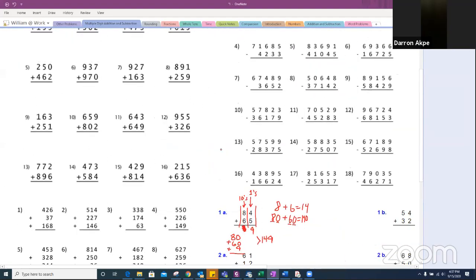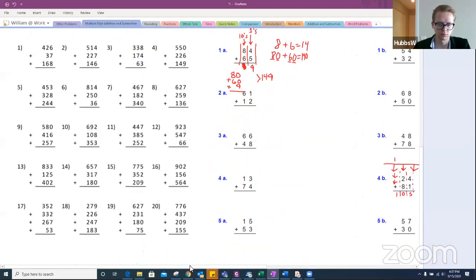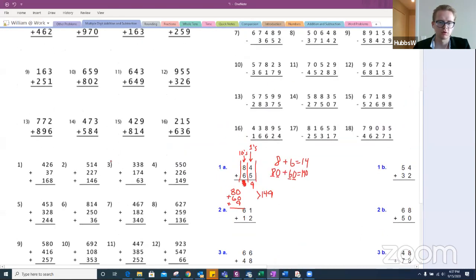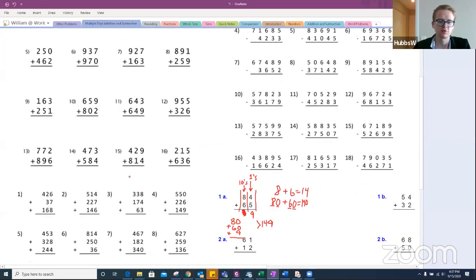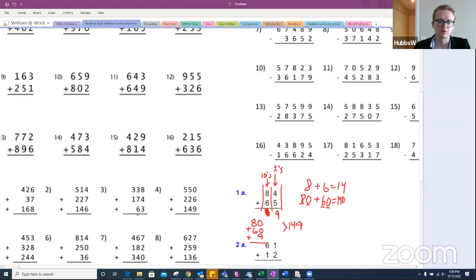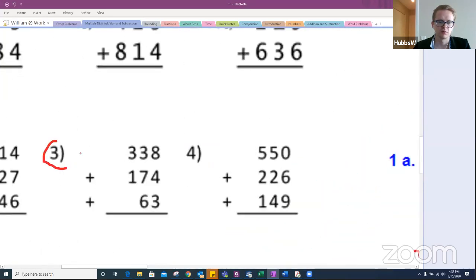So let's move on to, let's just give one of these bigger ones a shot. Let's give this number 3 a shot. I know that one looks pretty daunting, but if we break it down in the same way that we did the other ones, we can get through it. It's really no more difficult. As long as we break it into our columns and we follow those simple rules of when we exceed 10 in one column, we move the 1 over.